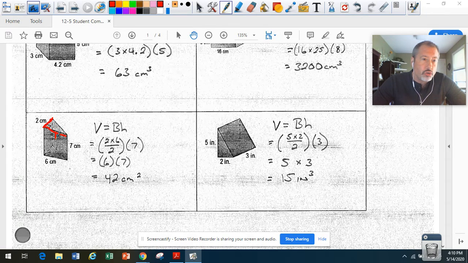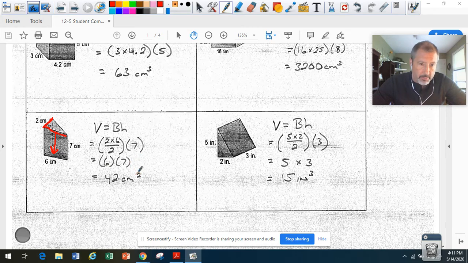Well, if we look directly below, we can see that the same base is at the bottom. So the base is going to be 6. So we have to do 2 times 6 divided by 2. That gives us the area of the base here. Then it says we have to multiply it times the height, which is our 7. So 6 times 2 divided by 2 is 6, because 12 divided by 2 is 6. And then multiply that times the height, which is our 7.